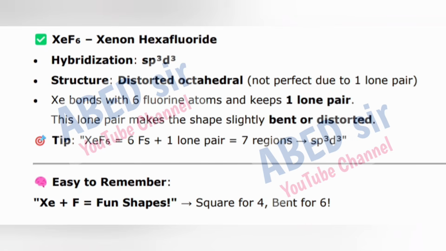XeF6, xenon hexafluoride. Hybridization, sp³d³. Structure, distorted octahedral, not perfect due to 1 lone pair. Xe bonds with 6 fluorine atoms and keeps 1 lone pair. This lone pair makes the shape slightly bent or distorted. Tip: XeF6 is equal to 6 Fs plus 1 lone pair is equal to 7 regions, sp³d³. Easy to remember. Xe plus F is equal to fun shapes. Square for 4, bent for 6.